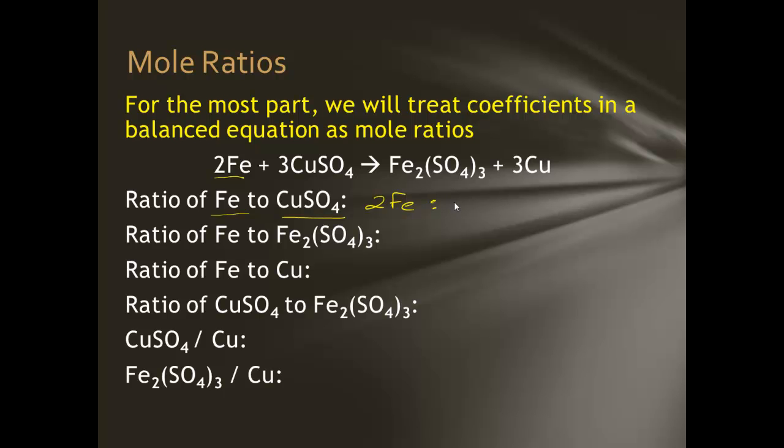Well, in front of my copper sulfate, I have a 3 CuSO4. So this colon demonstrates a ratio. So essentially 2 irons to 3 copper sulfates. If I look at my next one, iron to iron 3 sulfate. Well, again, I look at my iron right here, and I have 2 irons to, now here's my iron sulfate. Remember, the number in front is an invisible 1, to 1 iron 3 sulfate.